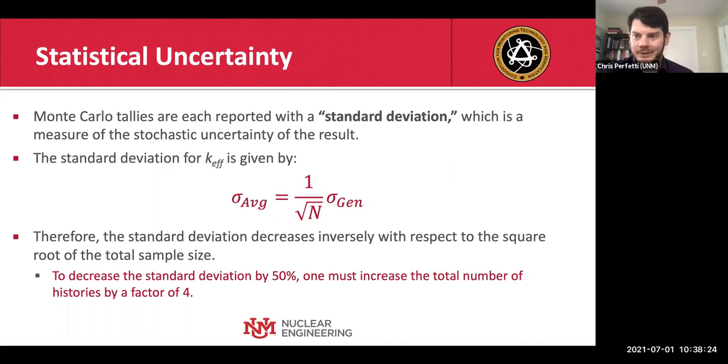So as you guys graduate and go out into the workforce, you might have target uncertainties for your calculation. There might be a best practice or something. This rule will help you get there. And this rule applies both to eigenvalue simulations and fixed source simulations. So it applies equally to both of them. So it's a good rule to keep in mind.